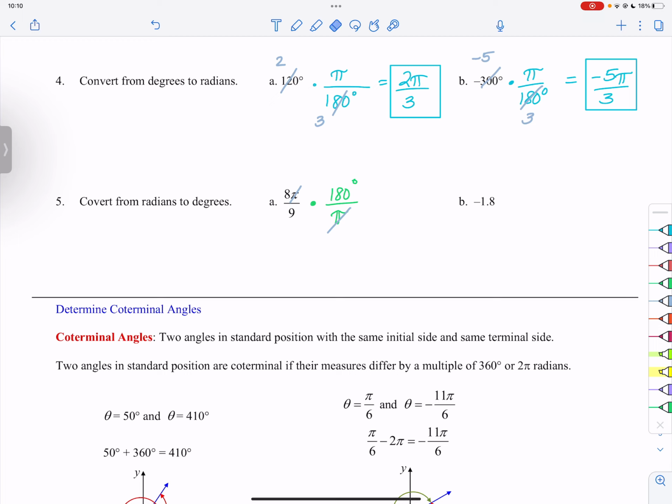So 180 divided by 9, that will be 20/1. So we can't forget about that 8 in that numerator, as you can see. So we end up with 8 times 20, which is 160 degrees.